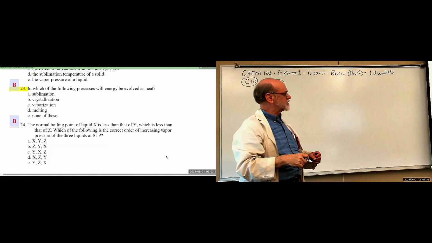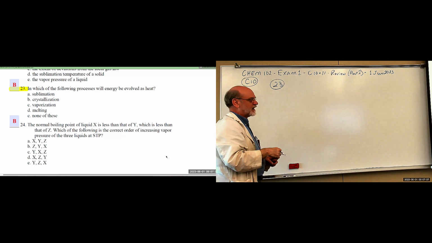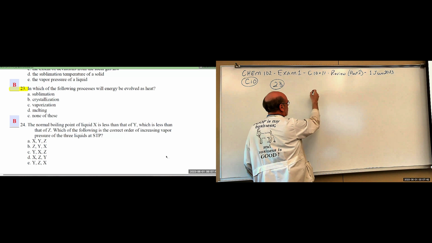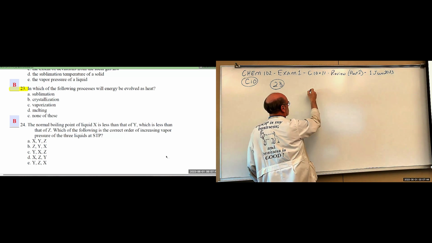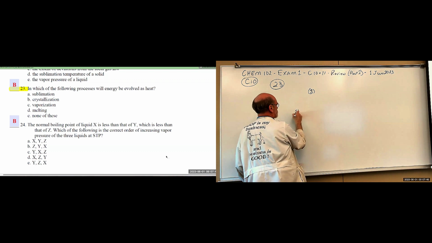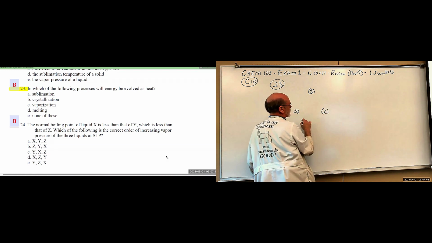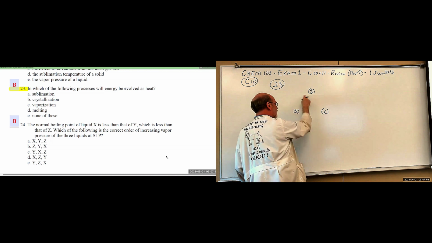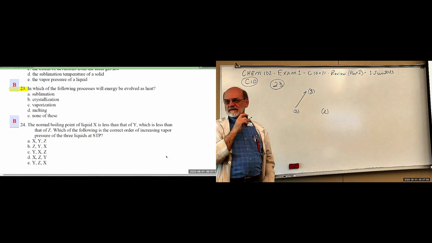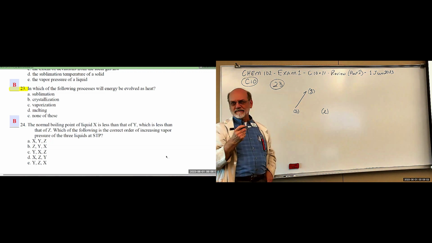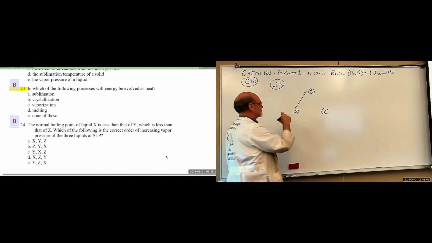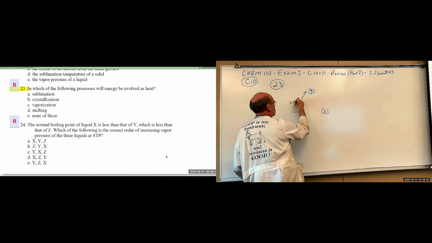In which of the following processes will energy be evolved as heat? All right, so remember when we've got gas up here, and solid over here, I think that's the way I had it arranged. Liquid over here. As you go straight from solid to gas, what's that called? Starts with an S. Sublimation. Okay. This is sublimation.